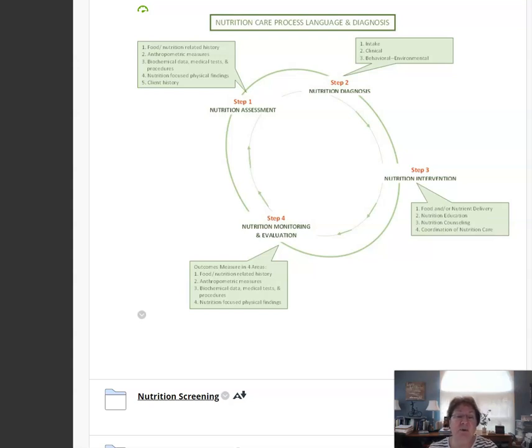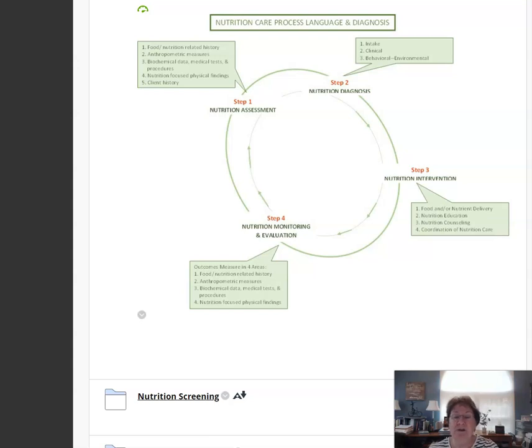The nutrition care process uses standardized language and terminology and provides a framework for critical thinking. You also have noticed, taking a look at this diagram on the screen, that each step of the NCP includes a set of terms from which to choose as you document interaction with a client or patient.